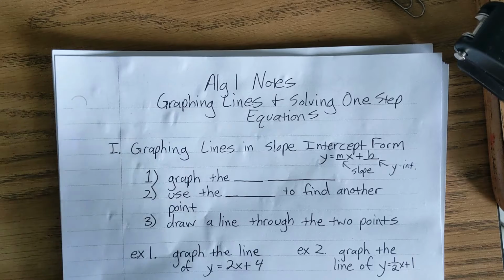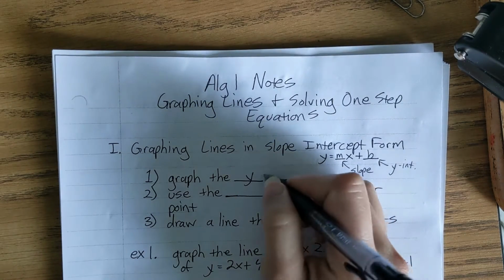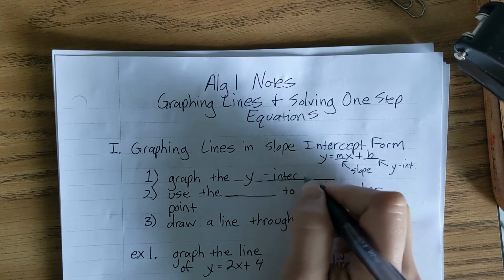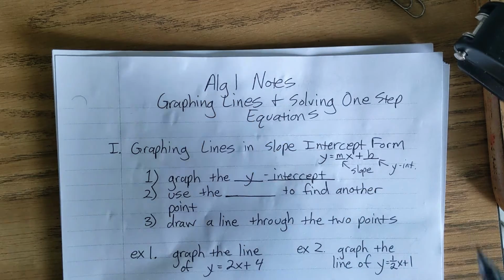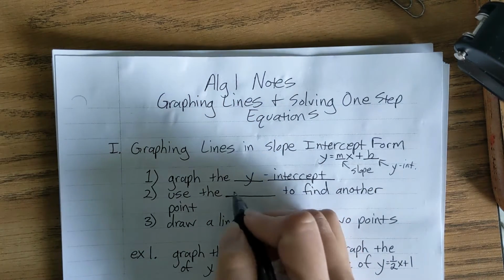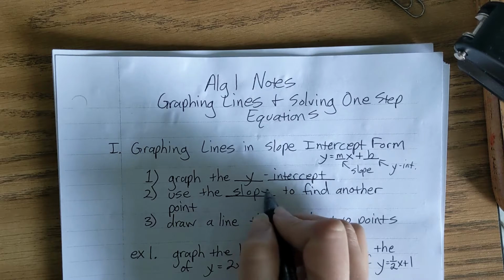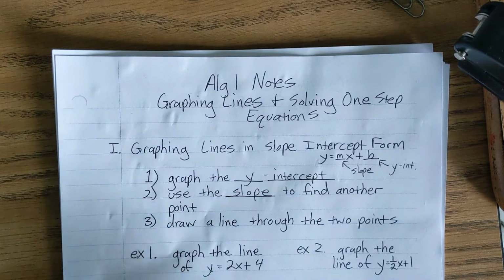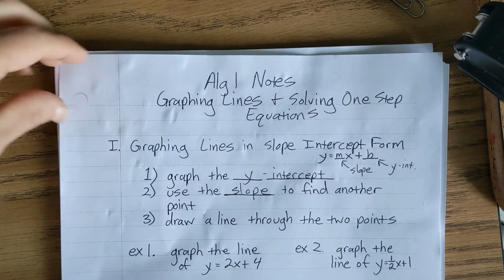So first you're going to graph the y-intercept. Then you're going to use the slope to find another point. And then you're just going to draw a line through the 2 points. So that's really simple. So let's look at this.